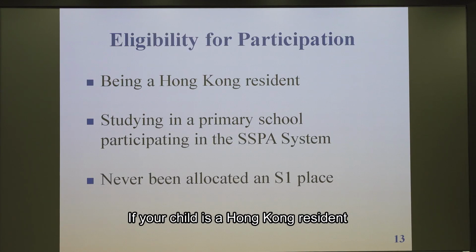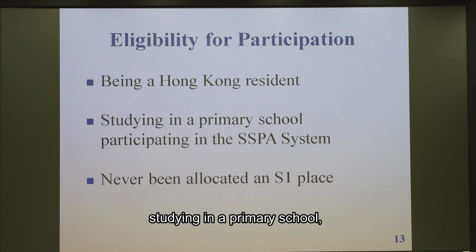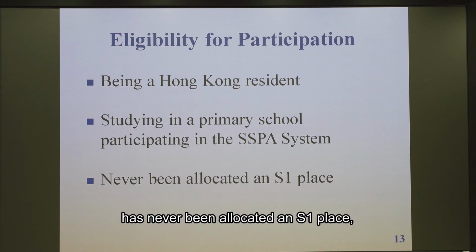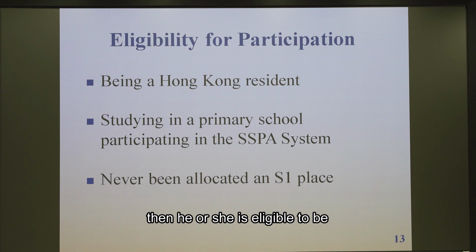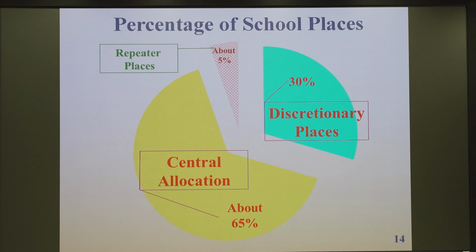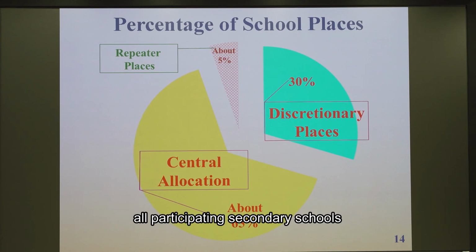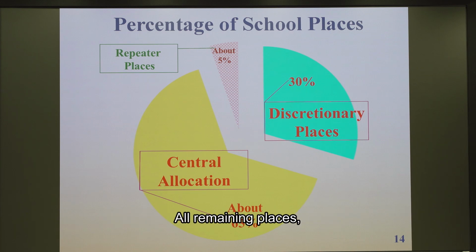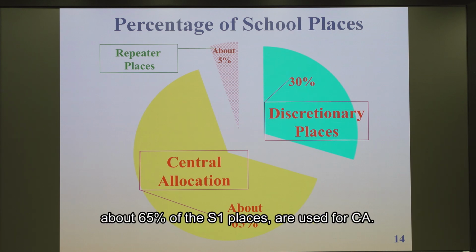If your child is a Hong Kong resident studying in a primary school participating in the SSPA system, and has never been allocated an S1 place, then he or she is eligible to be allocated a subsidized S1 place through the SSPA system. In general, all participating secondary schools may reserve a maximum of 30% of their S1 places as DP, and about 5% for repeater places. All remaining places, about 65% of the S1 places, are used for CA.